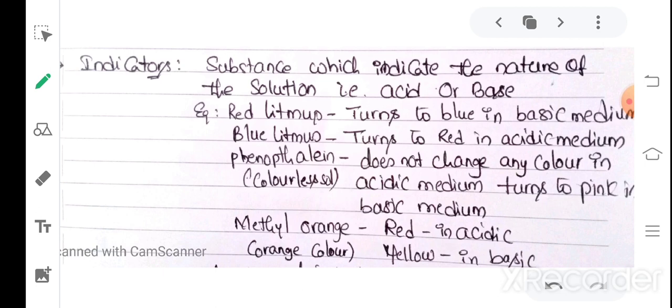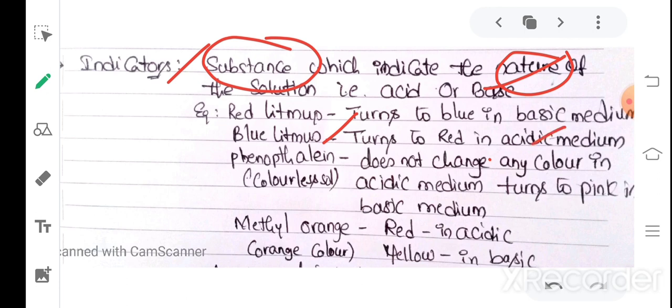So first, how can we identify the acids, bases, and salts? How can you identify them? The substance which indicates the nature of the solution, that means acidic or basic, is nothing but the indicator. Here we have red litmus. It is one type of indicator. It turns blue in basic medium, and blue litmus turns red in acidic medium.